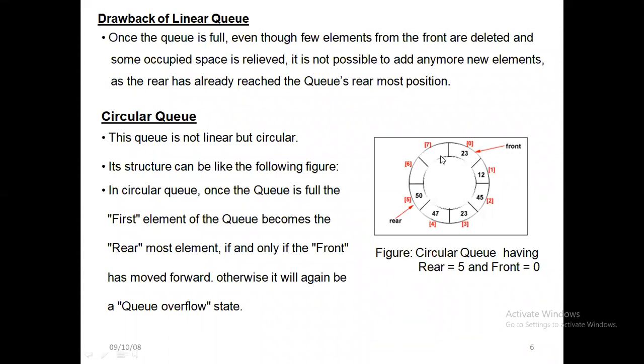Once the 7th location is filled. See here, I will be adding first 23, 12, 45, 23, 47, 50. For example, 11, 14 I added. Now the queue is full. At this time, if front 23 is deleted and the front is moved forward, then what will it become? The 0th will become the rear position. So I can add here.